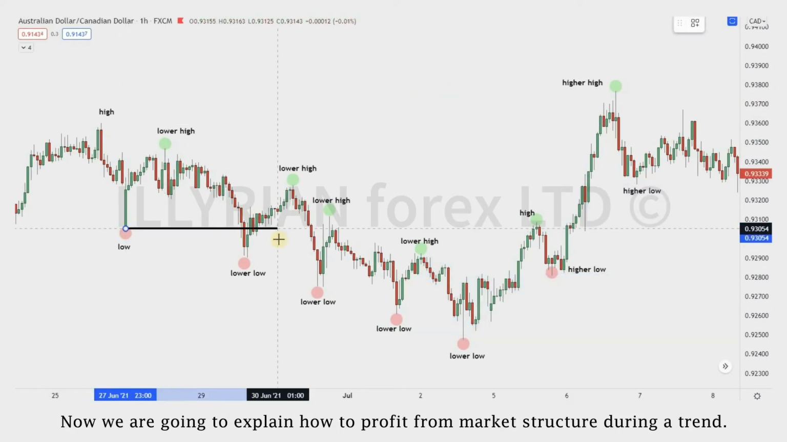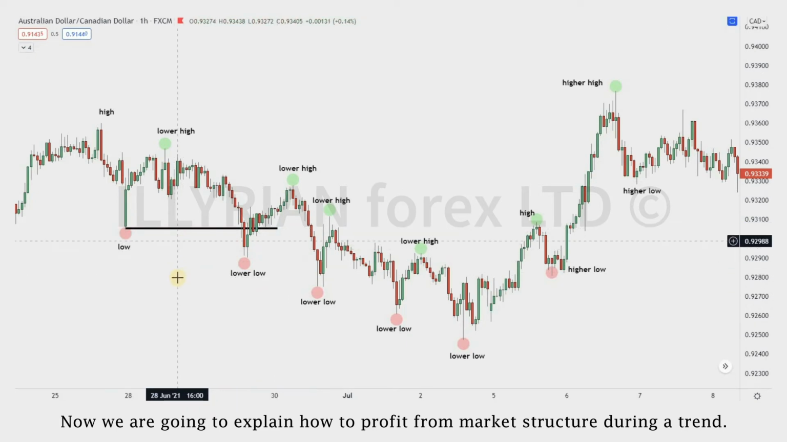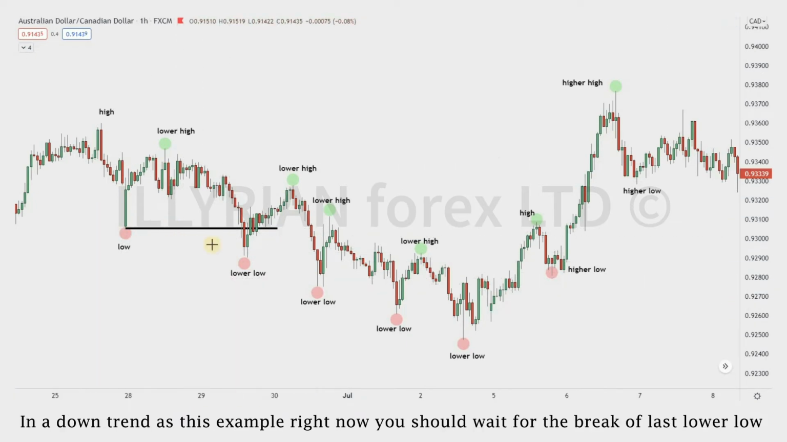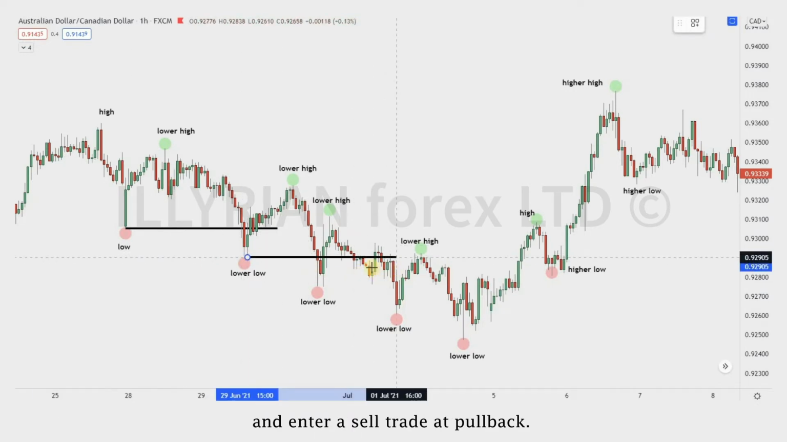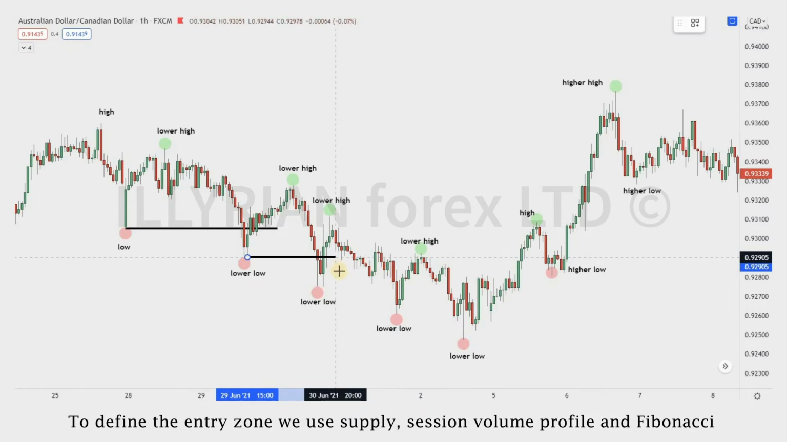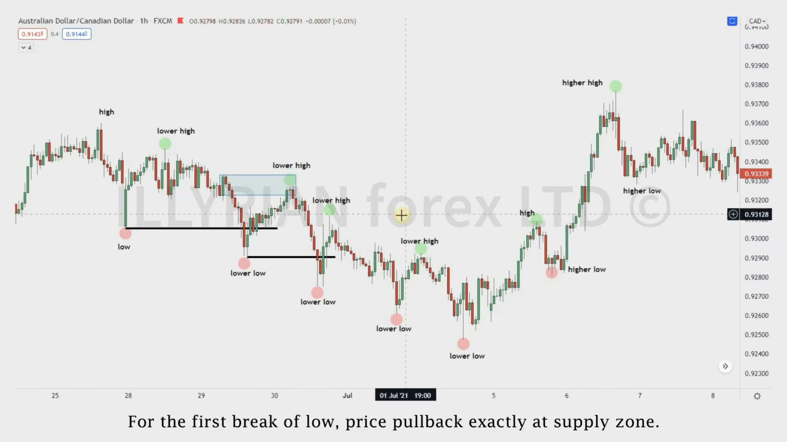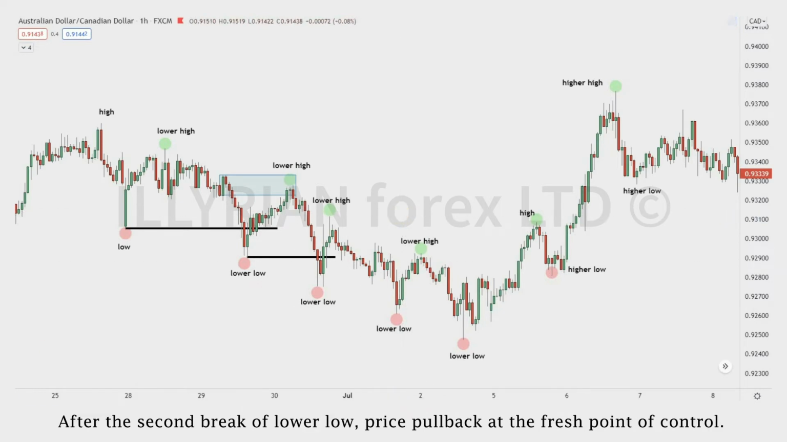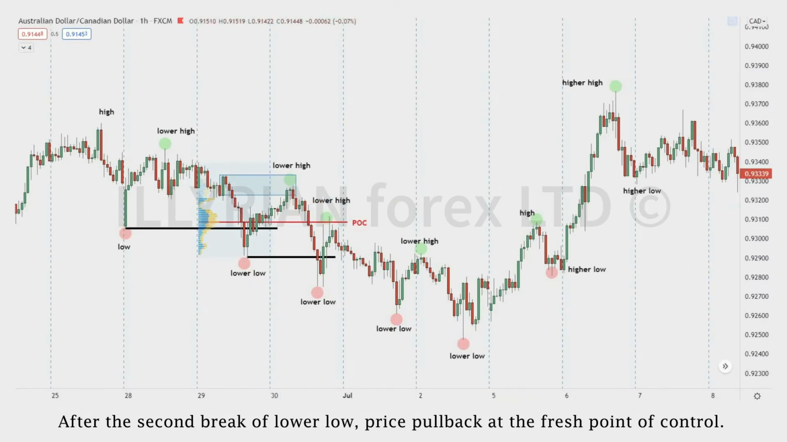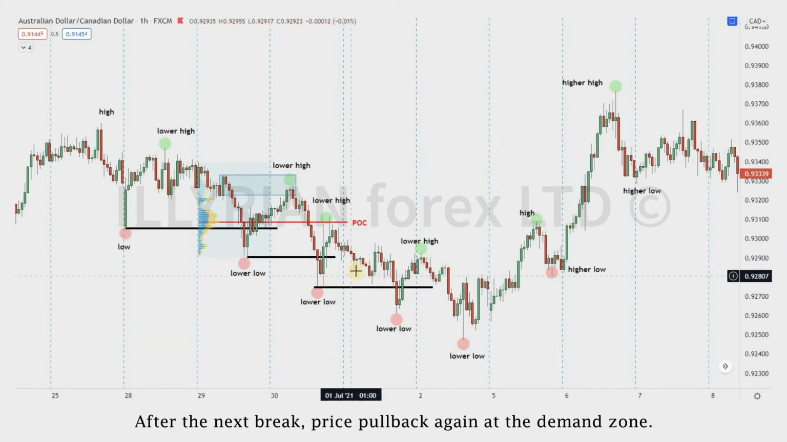Now we are going to explain how to profit from market structure during a trend. In a downtrend, as in this example, you should wait for the break of the last lower low and enter a sell trade at the pullback. To define the entry zone, we use supply, session volume profile and Fibonacci, as we did when the trend reversed. For the first break of low, price pulled back exactly at the supply zone. After the second break of lower low, price pulled back at the fresh point of control. After the next break, price pulled back again at the demand zone.